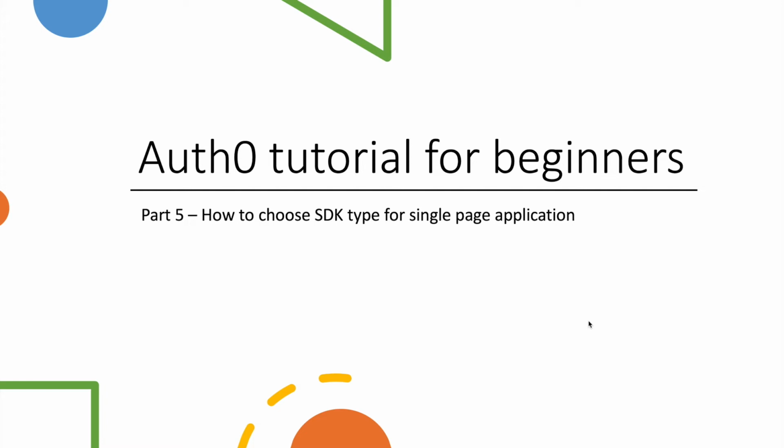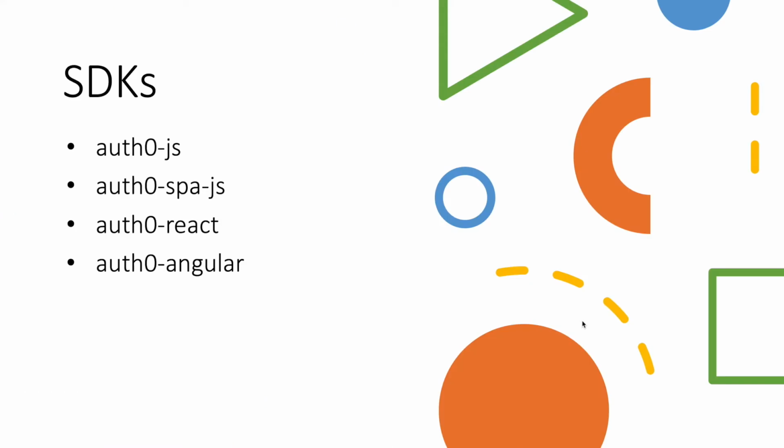This is part 5 of Auth0 tutorial. In this video, we will discuss how to choose SDK for a single-page application. You may find there are several SDKs, which is listed here, but for my application, which one should I choose?